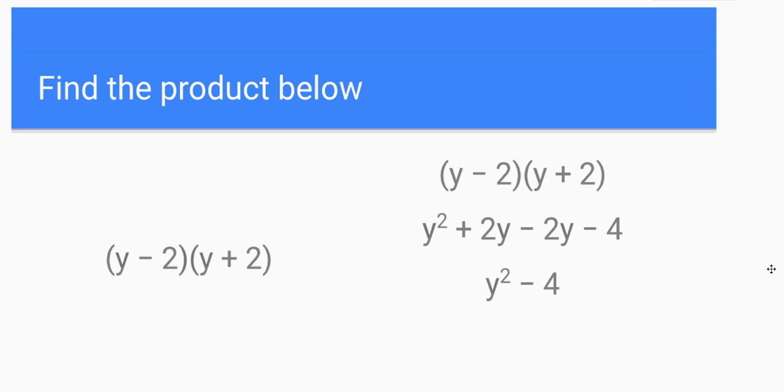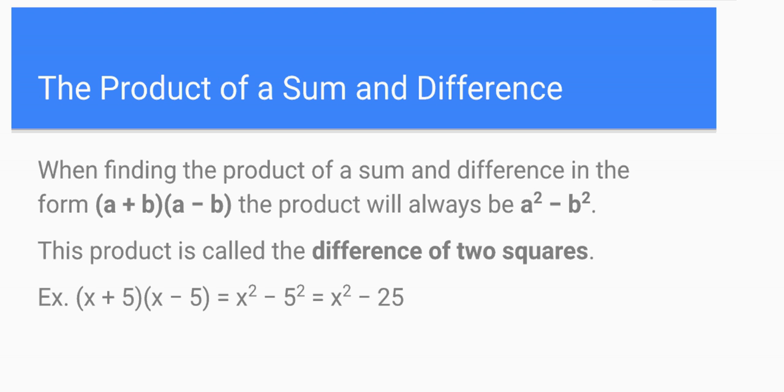So what's happening here that's causing this to happen? Well, as we look at it, what we have here is the product of a sum and a difference. So in math terms, when finding the product of a sum and a difference in the form a plus b times a minus b, the product will always be a squared minus b squared, right? And that product is called the difference of squares.